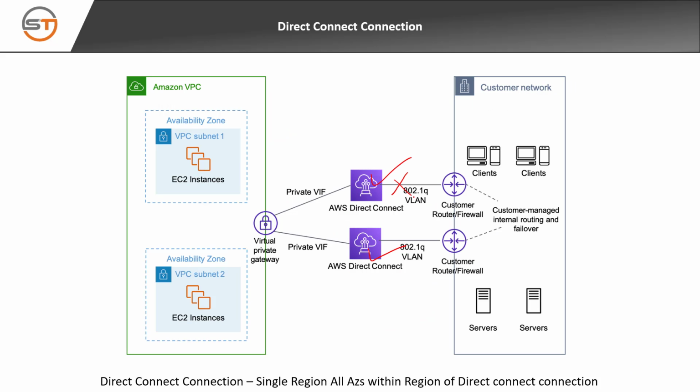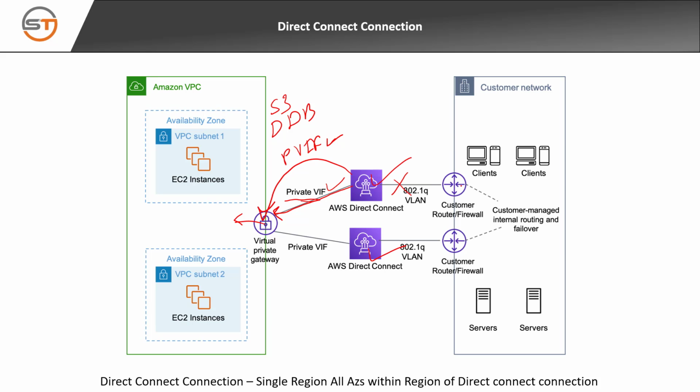AWS Direct Connect can have multiple virtual interfaces. Currently our AWS Direct Connect has a private virtual interface. We can also have a public virtual interface. Through the private virtual interface, you will be able to connect only to your VPC services. But with the public virtual interface, you will be able to connect to AWS services such as S3 and DynamoDB from your corporate data center.